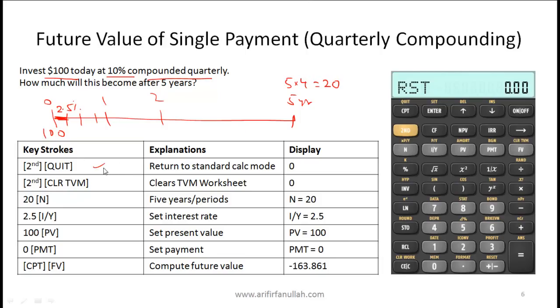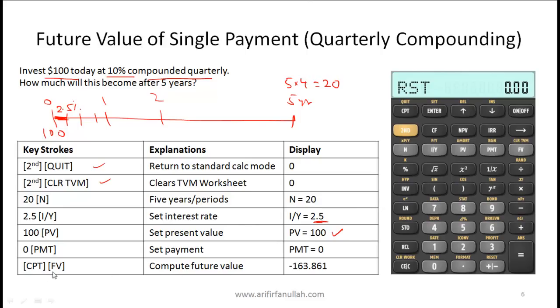Second, quit to make sure you are in regular calculator mode. Clear your time value of money worksheet, and then 20N. So this is basically saying that we now have 20 periods, and then 2.5 I/Y. So this is saying that your interest rate for each period is 2.5%. 100 is your present value. You see the payment is 0 because no payments are happening in between.